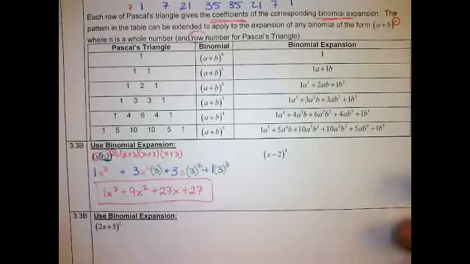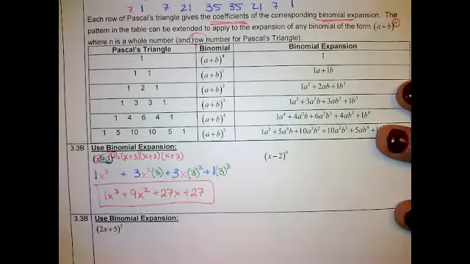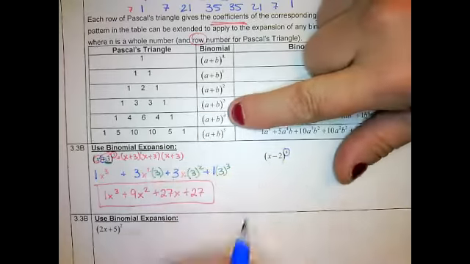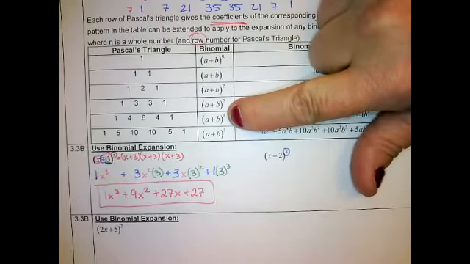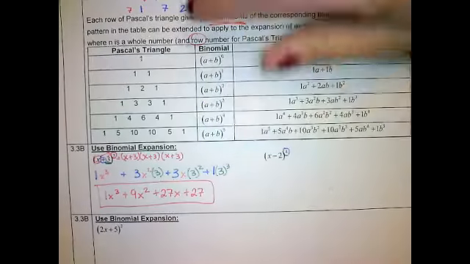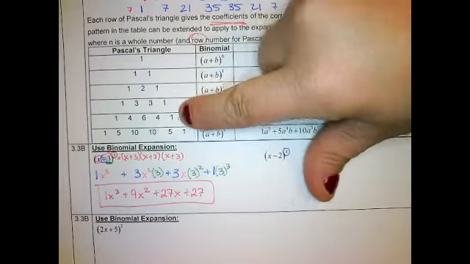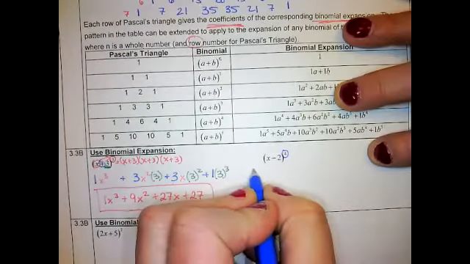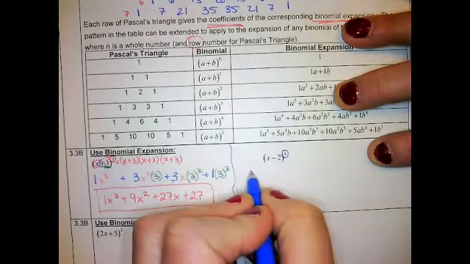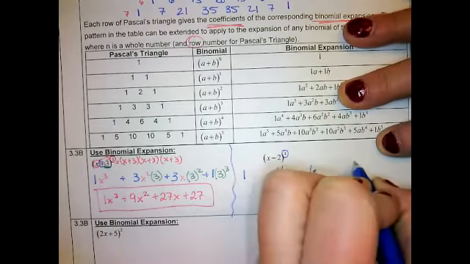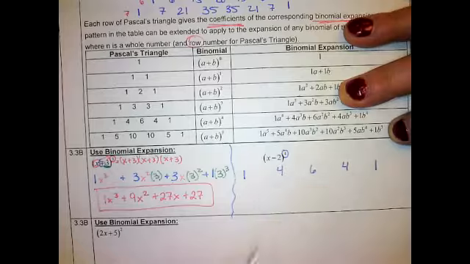Let's go ahead and take a look at another one. Okay, so x minus 2 to the 4th power. So it's the 4th power, which means I'm going to use my 4th row of Pascal's triangle, which if it's not given here, you guys need to be able to create it. Okay, so that's 1, 4, 6, 4, 1. So I'm just going to write out those numbers. I'm going to draw a little line here.